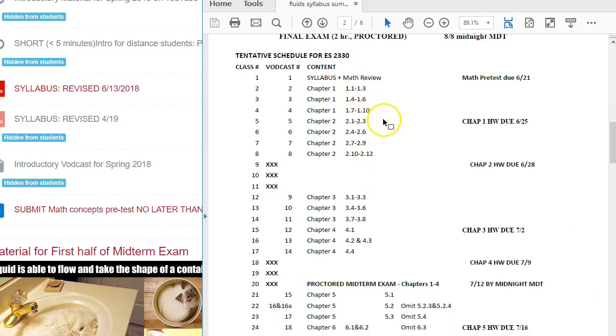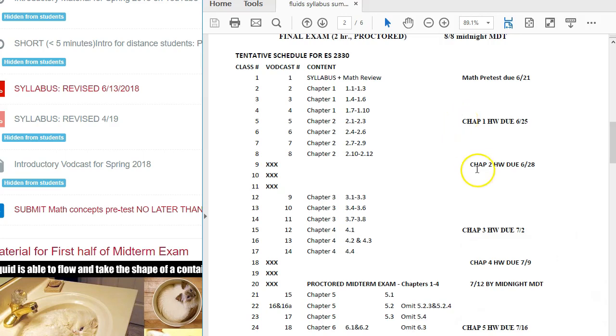All right, so the tentative schedule, you'll see that we have class numbers, which are sort of arbitrary because you may do 3 classes in one day and then take the weekend off or something like that. But basically, we have vodcast numbers. So you see that chapter 1 is covered in 3 vodcasts, numbers 2, 3, and 4. Then there are 4 vodcasts for chapter 2. And each one of these are already developed. I have created all of these vodcasts, and they are all available on the Moodle page. So the procedure would be to watch the vodcasts, do the homework, and then submit the homework no later than the due date stated here on the syllabus.